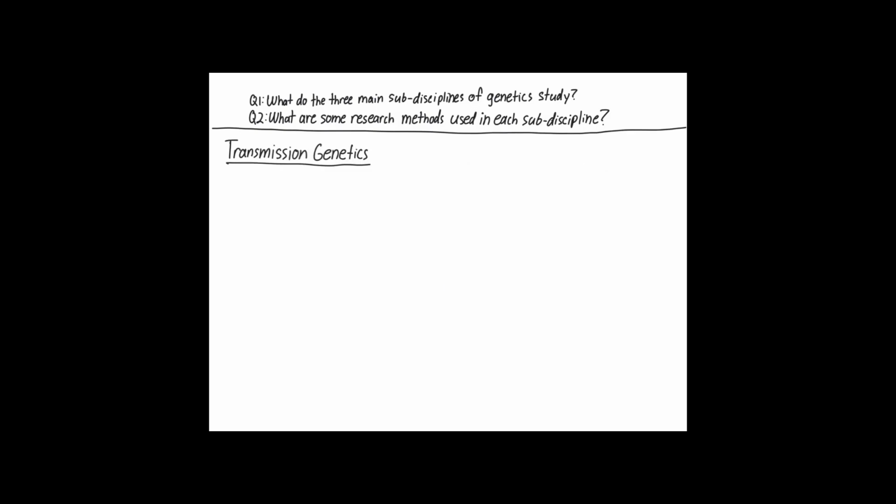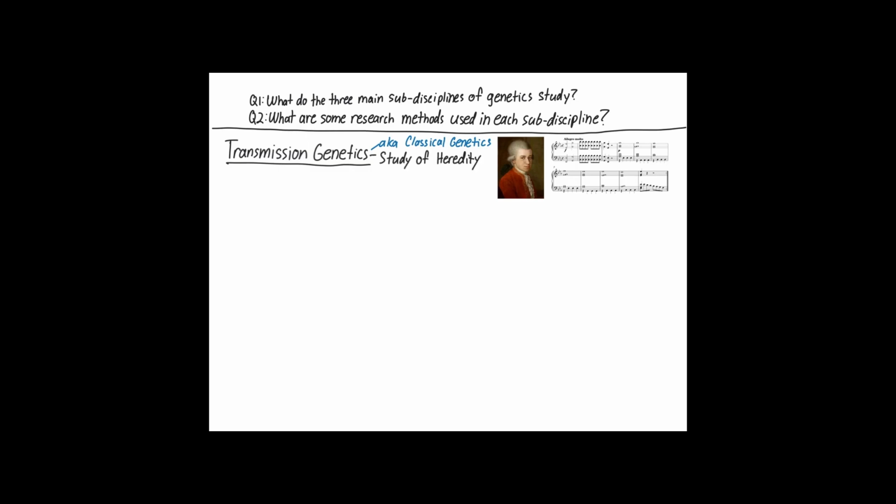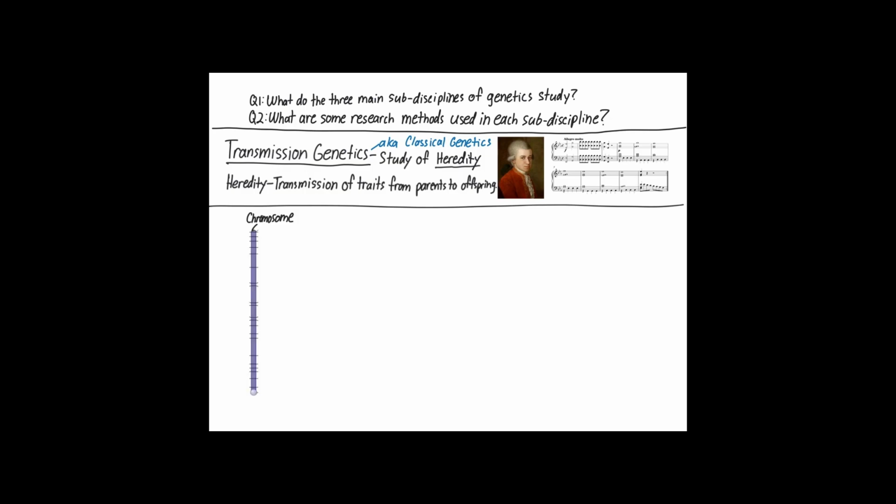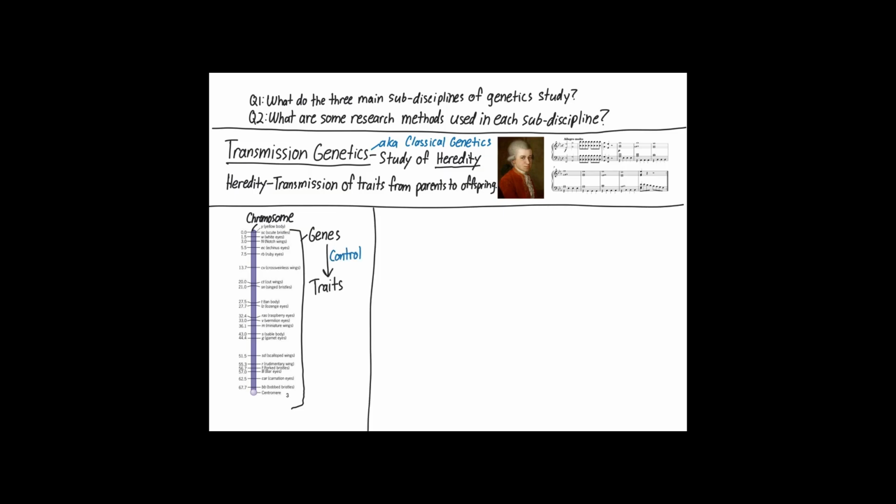Transmission genetics, also known as classical genetics, is the study of heredity, which is the transmission of traits from parents to offspring. As you've seen previously, chromosomes contain genes, and genes control traits.